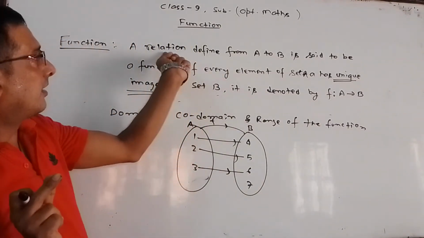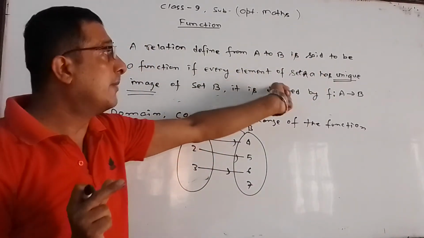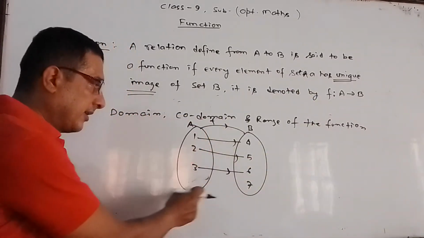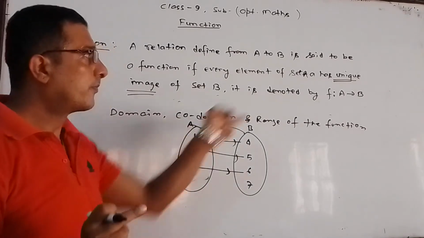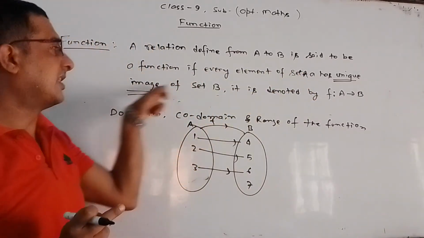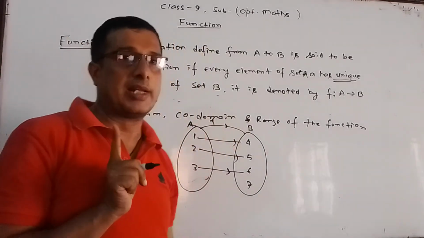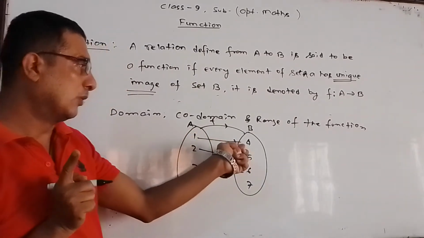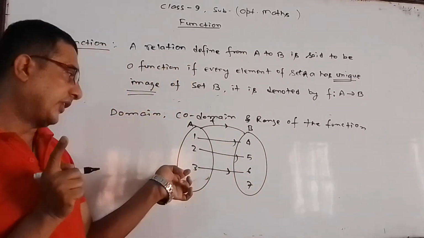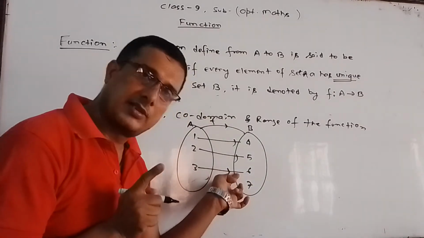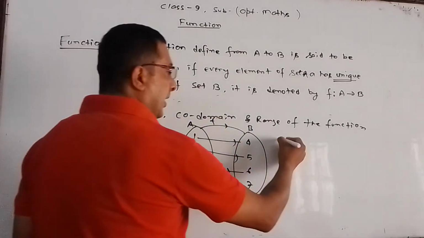Our definition says a relation defined from A to B is said to be a function if every element of set A, look here, every element of set A, 1, 2 and 3, has a unique image. Unique image means one maps with only one element of B. 1 maps to only one element of B, 2 maps to only one element of B, and 3 maps to only one element, 6. Is that clear?